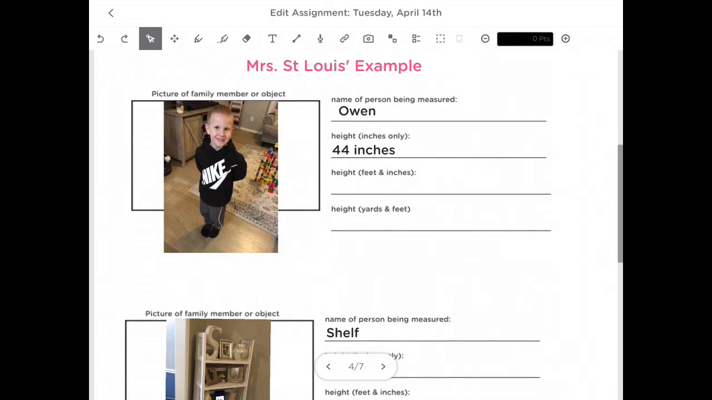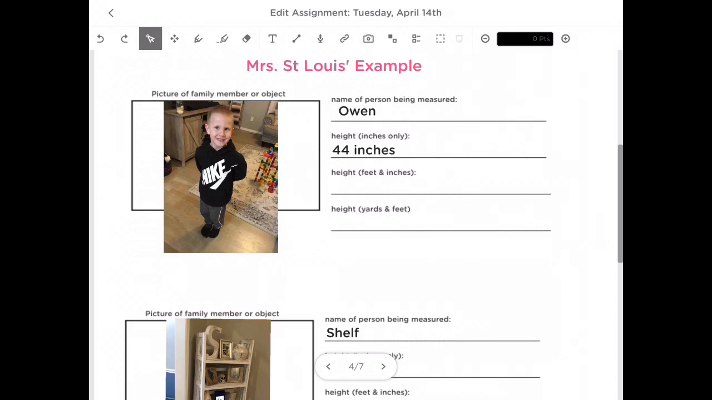But I have a picture, I have what it is that I measured, and then what the inches were in that measurement. And remember, I rounded up. So if it's closer to 44, go with 44 inches. If it's closer to 43, go with 43 inches. You kind of make that decision on what you're going to put it closer to. Just make sure you get as accurate as possible.